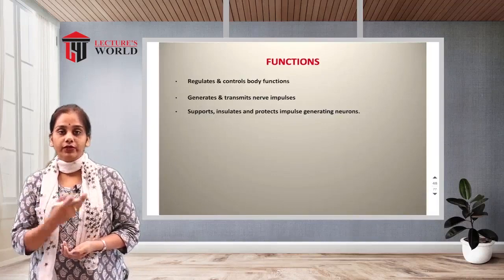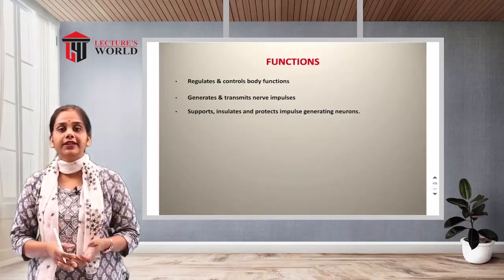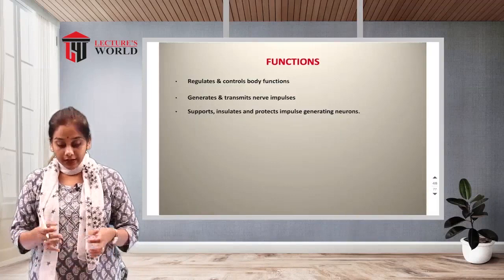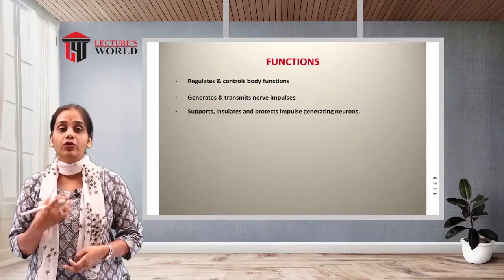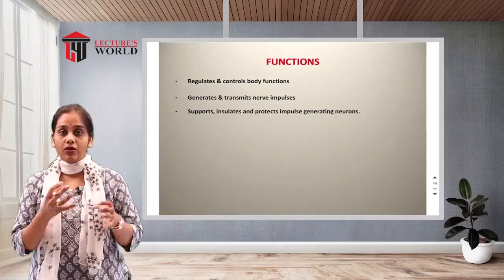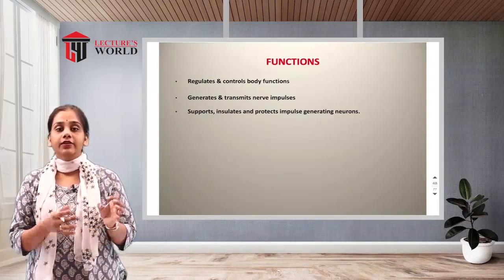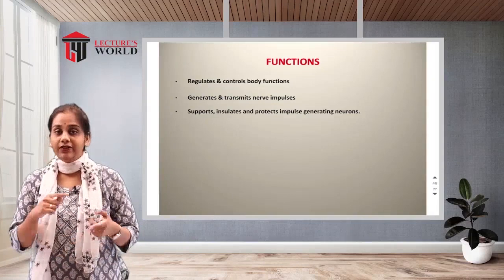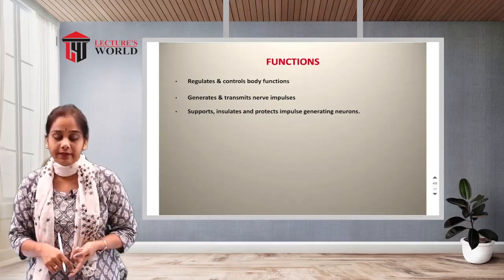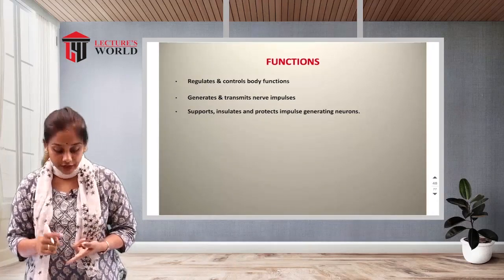Okay, the whole body function. The brain is also a part of the nervous system. So it controls as well as regulates the whole body system. All systems of the body are interconnected and they work with the help of the brain, with the help of the nervous system. So this is the basic function of the nerve tissue.